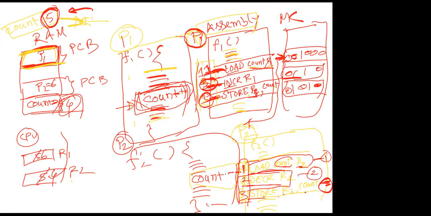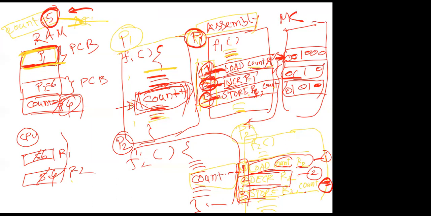Now let's check another sequence. In this sequence, process P1 executes line 1 and line 2 first: load count to R1 and then increment the count value. Now let's check how it goes.